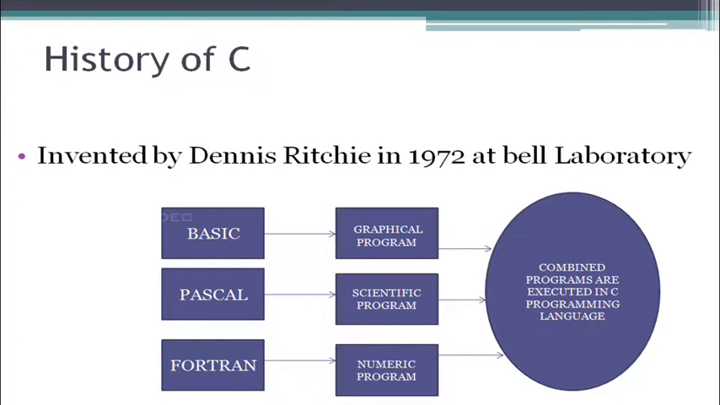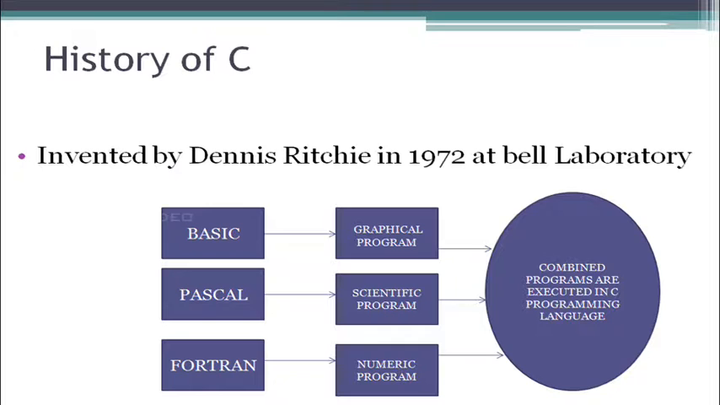History of C. Prior to the C language, there were languages called Pascal, Basic and COBOL.